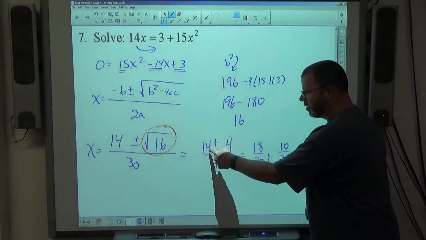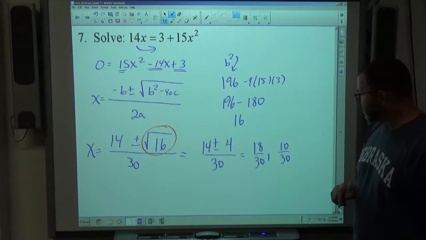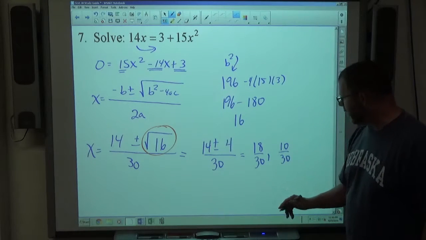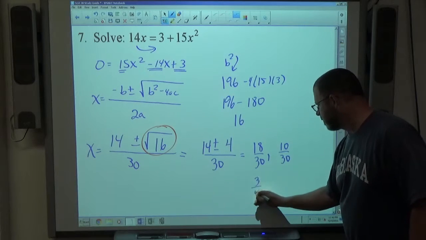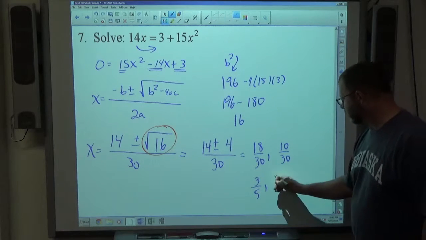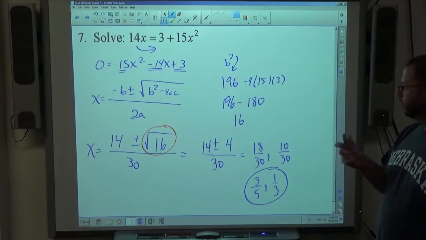So plus or minus, both add the numbers and subtract the numbers, get two separate answers. And then reduce to lowest terms. Both of these divide by 6. So I'm going to get 3/5. And both of these divide by 10, so I get 1/3. So those are the answers to the problem.